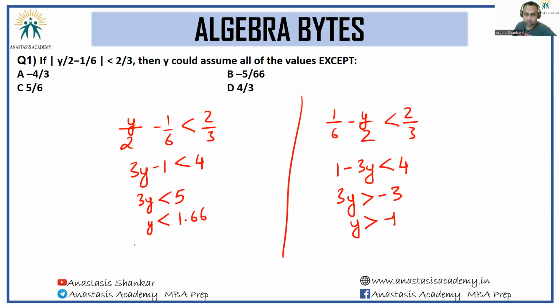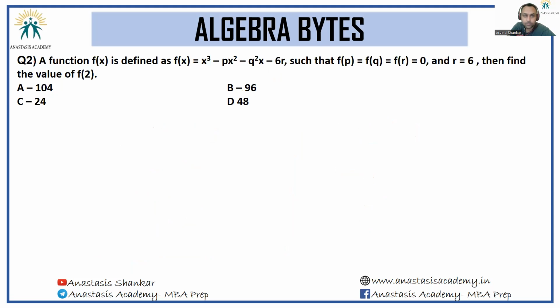Okay. So now see, we have identified two limits for y: -1 and 1.66. Everything has to stay within this. 4/3, -4/3, 5/6, and -5/6. 5/6 lies within this range. -5/6 lies within this range. -4/3, does it lie within this range? No, not really. -4/3 will go to the extreme. 4/3 does lie within this range. So the answer to the question has to be option A.